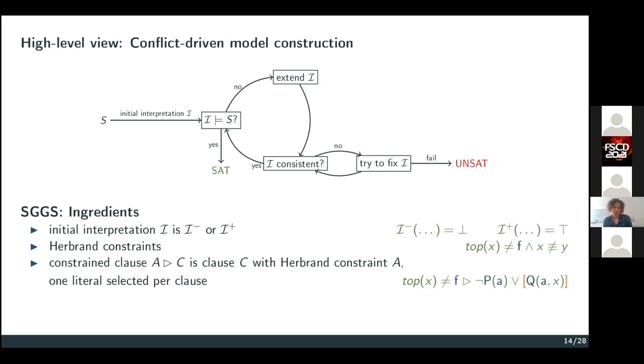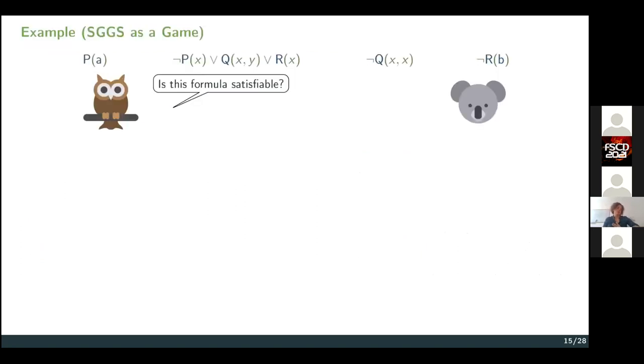Usually we will select one literal per clause, which is indicated by the orange brackets. And SGGS now works by maintaining a trail, which is a sequence of constraint clauses. And this trail encodes the current Herbrand interpretation. And the method defines an inference system that modifies such trails. Okay, so rather than giving the precise definition of the inference rules, I will try to convey an impression by showing an example.